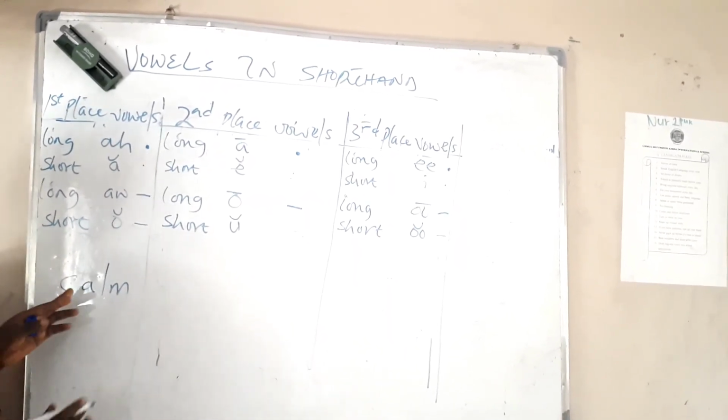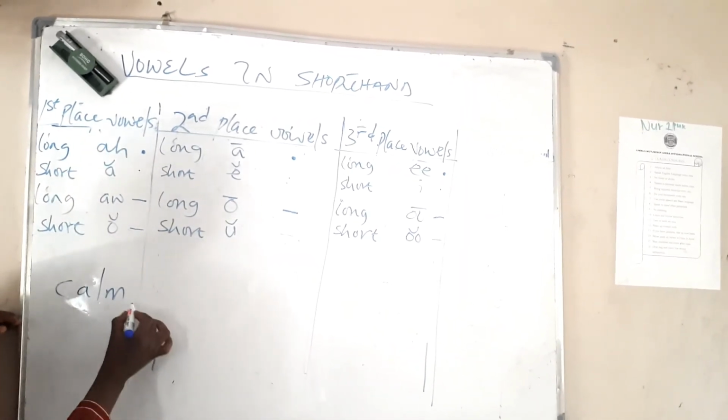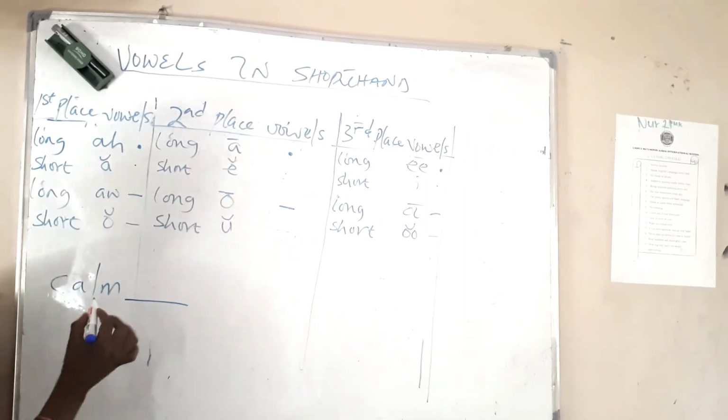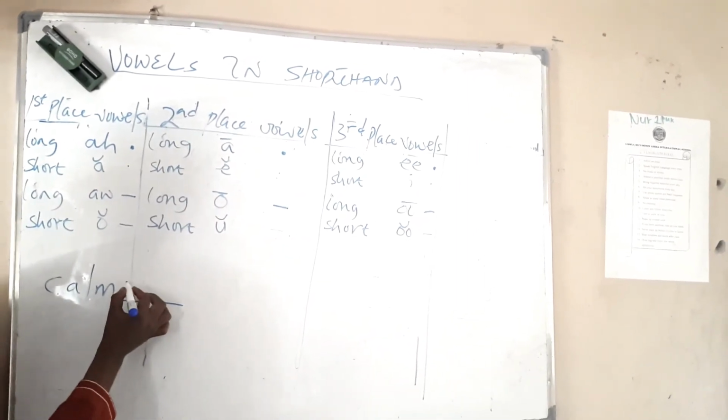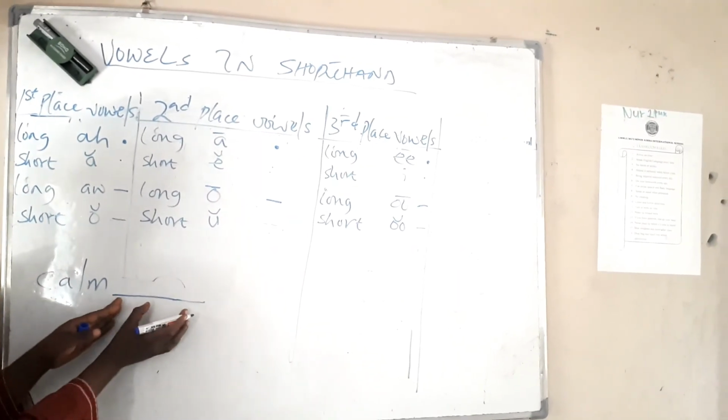So now we start. The first vowel is a first place vowel. A first place vowel is written above the line. So you draw your line. Then you write calm. Calm is like this. This is K, this is M. Now you can see the outlines.